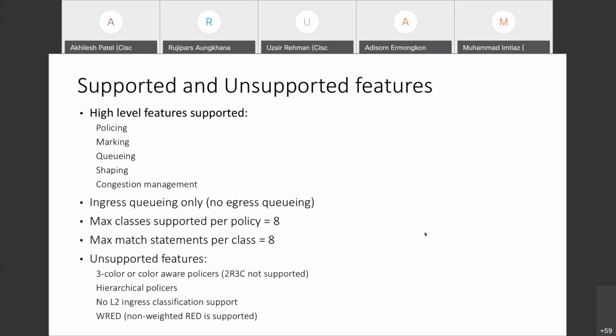Some of the unsupported features, which we'll talk about in great detail as well: 3-color or color-aware policers like 2-rate 3-color are not supported. Hierarchical policers are not supported. There's no support for L2 ingress classification, and one of the very surprising and probably important parts is that WRED is not supported. We do have a workaround for that, and we'll talk about that again in great detail, but the basic feature of WRED is not supported because of a hardware limitation. And again, we'll talk in detail about that as well.